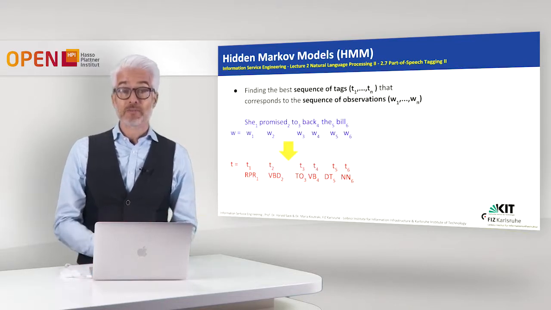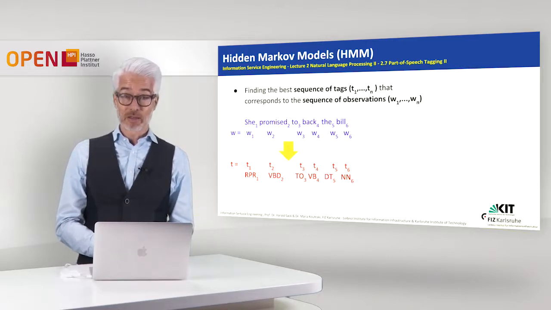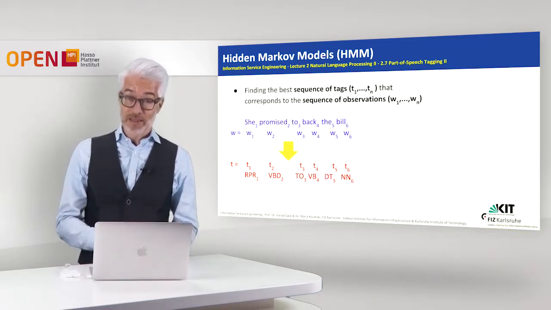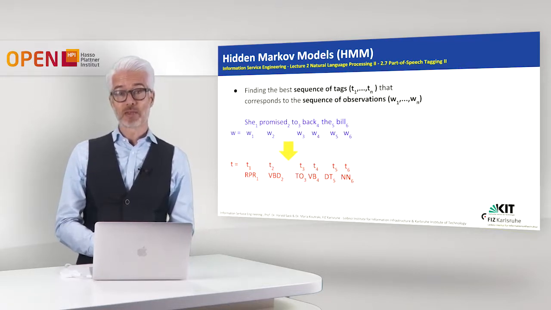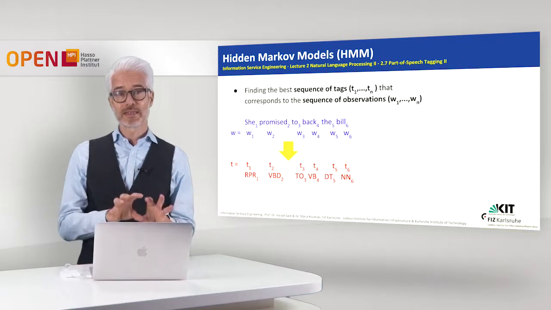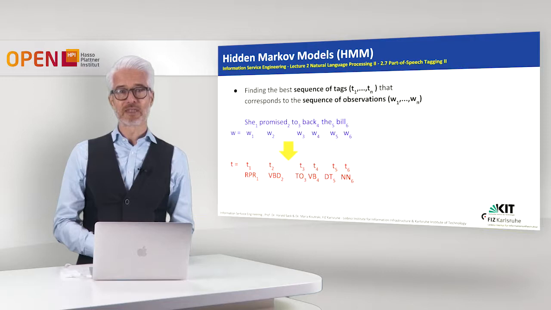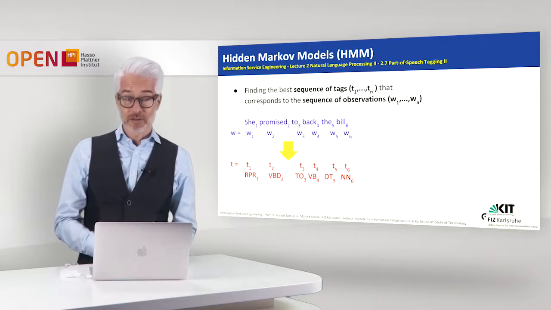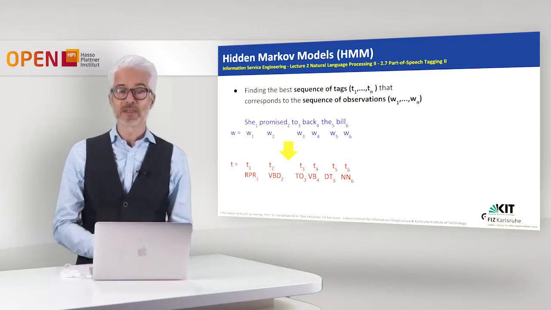We will base our approach on so-called hidden Markov models. Hidden Markov models are really a nice tool that enables us exactly to cope with problems like we have here. So what we want to decide is we want to find the best fitting sequence of tags that corresponds to a sequence of observations we made. What do we mean by observation? Observation, of course, is the sentence we get.